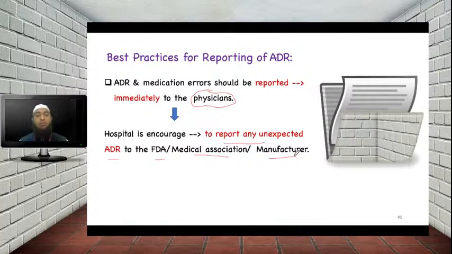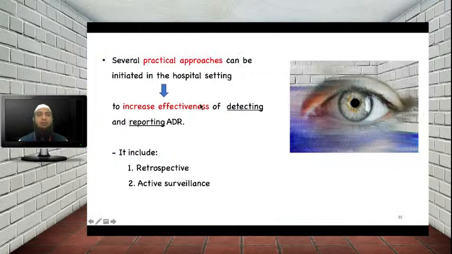So the patient must report immediately to the physician, and hospitals are encouraged to report any unexpected adverse drug reaction to the FDA, medical association and manufacturer. Several practical approaches can be initiated in the hospital setting to increase effectiveness of detecting and reporting adverse drug reaction. Now what could be these practices?